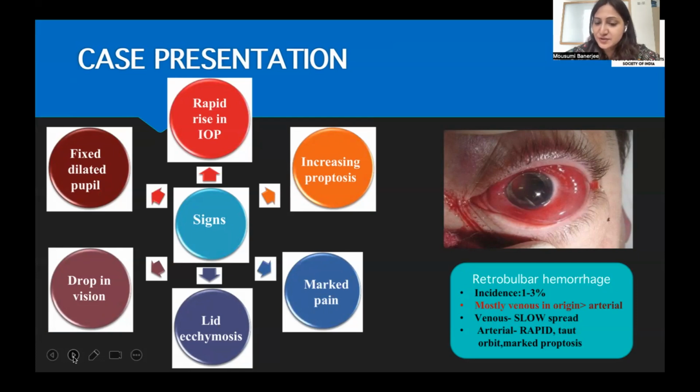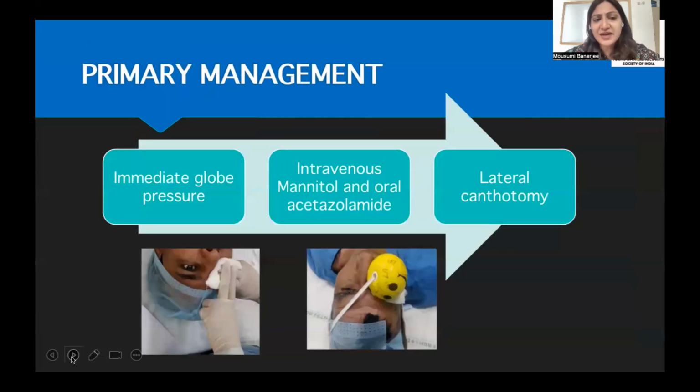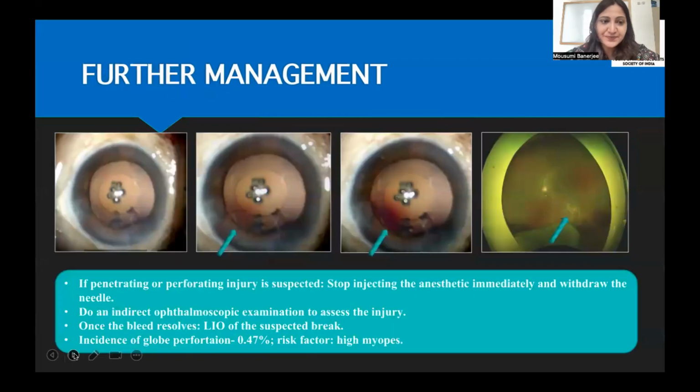So, how do we differentiate between venous origin and arterial origin? In venous origin cases, there will be a very slow spread. In contrast, in arterial origin, there will be a very rapid spread with a very taut orbit and marked proptosis noted. So, how do we manage such a case? Immediate globe pressure has to be given. The intraocular pressure has to be managed with intravenous mannitol and oral acetazolamide, and lateral canthotomy might have to be performed as well in some cases.